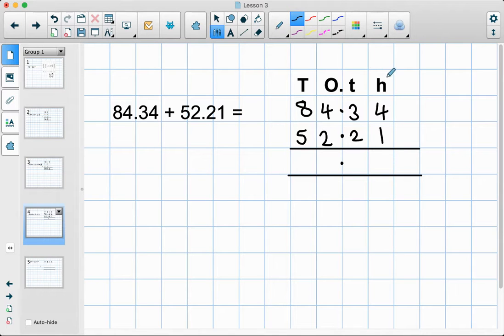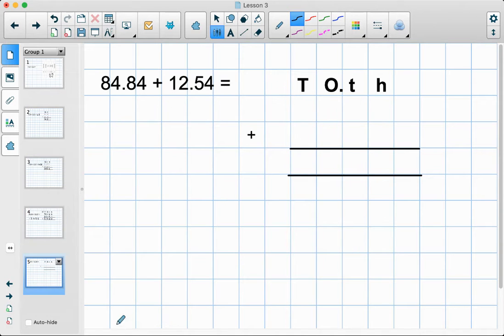So let's go on to the addition. Again, starting from this side, working our way across. 4 and 1, 5. 3 and 2, 5. 4 and 2 is 6. And 8 and 5 is 13. So here we need to move on to our hundreds column for 13. Okay, so here we've got 136.55.